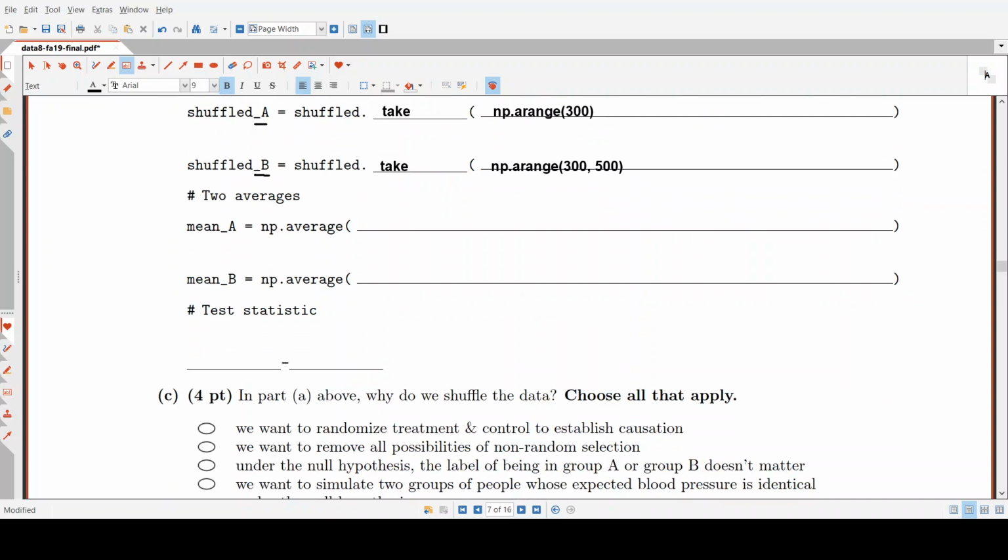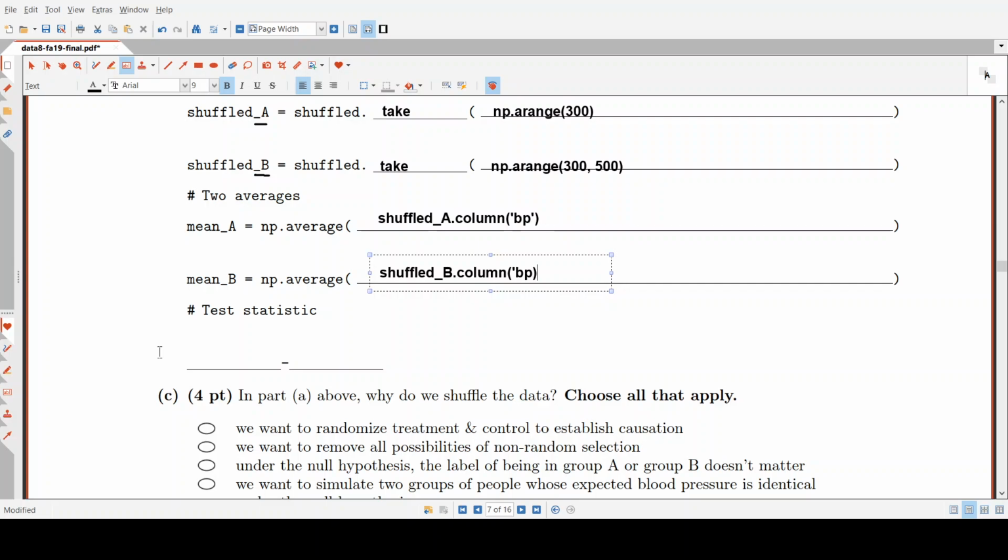Okay, so now we have two averages. So mean A equals np.average of something, and what we want here is the blood pressure column from the A table. So we can say shuffled A dot column of BP. Notice that we can't just feed in the table, because np.average works on an array, not a table itself. Then mean B should be shuffled B dot column blood pressure.